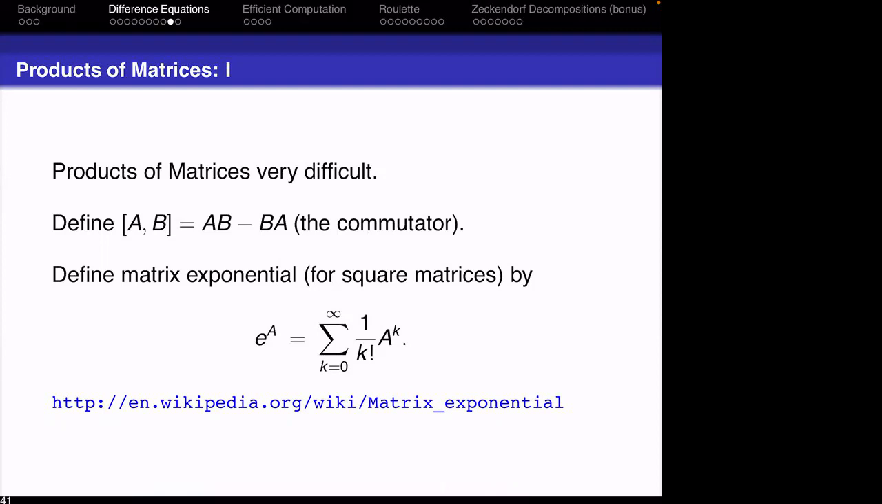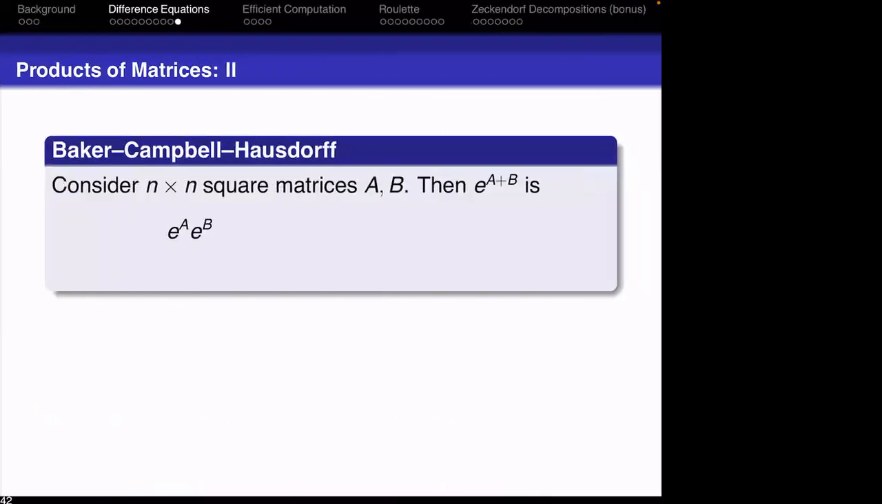This becomes extremely important in quantum mechanics in terms of solving certain equations. So if I give you 2 matrices A and B, you might guess that e to the A plus B is e to the A times e to the B. After all, e to the x plus y is e to the x times e to the y, when we have real numbers. Unfortunately, this is not true when you have matrices.